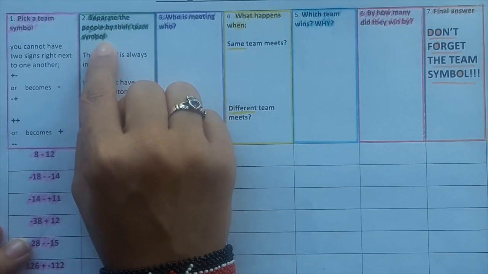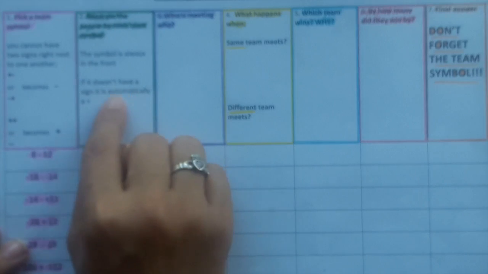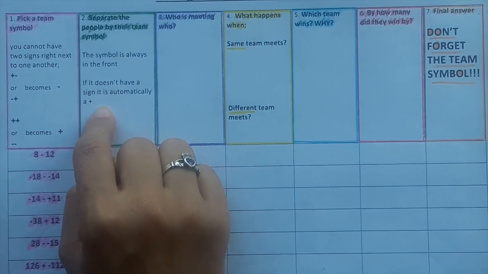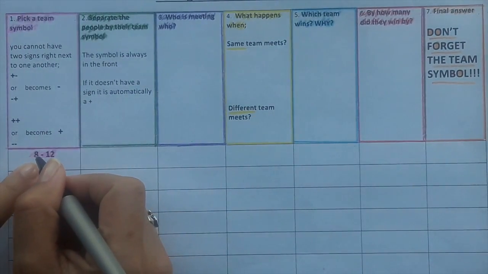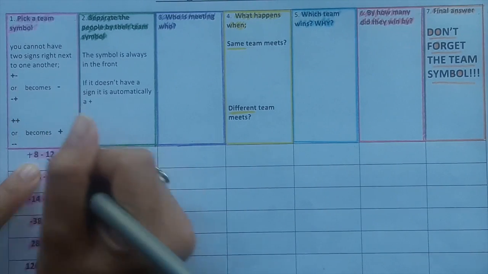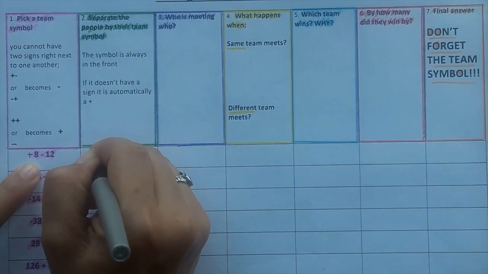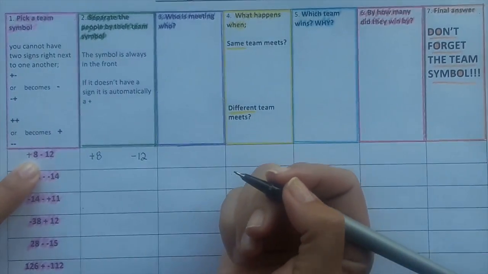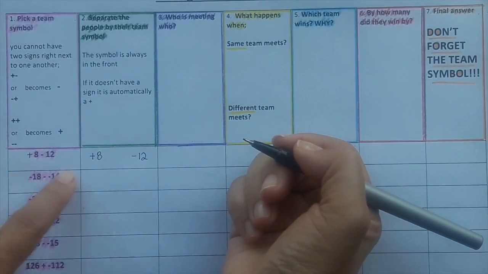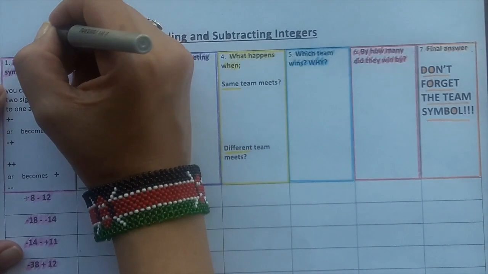Alright, step 2 says separate the people by the team symbol. The symbol is always on the front. If it doesn't have a sign, it is automatically a positive. So just separate them. This is a listening check. Go ahead and underline number 2 where it says separate the people by their team symbol. Once you're separated, ask yourself who's meeting who.